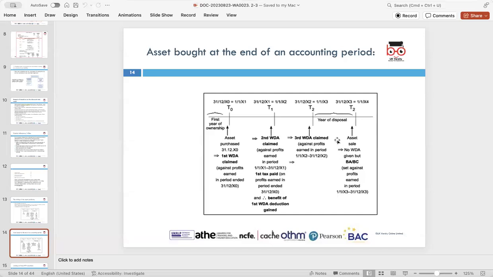For assets bought at the end of the accounting period, the calculation would be like this. Asset purchase on 31st of December, then WDA claimed from 1st of January till 31st of December, then WDA claimed against profit, and then finally 31st December asset sale.